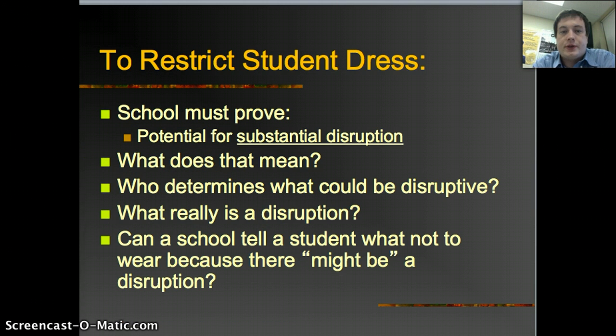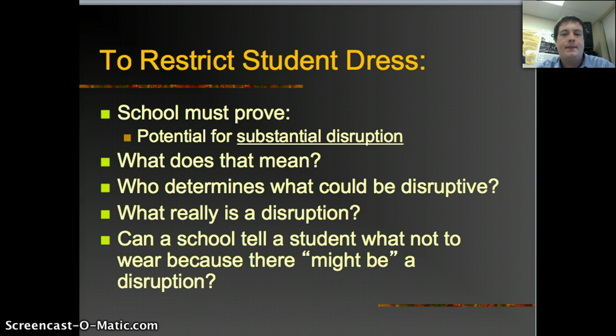And so, to restrict student dress, which is part of your freedom to express yourself, freedom of speech, a school must prove that it has the potential for a substantial disruption. Meaning, if you're going to walk down the school with something on your shirt that the administration thinks is going to cause a fight or some kind of disruption in the classroom, they can limit what you wear and say, take that off or go home, and you're suspended.